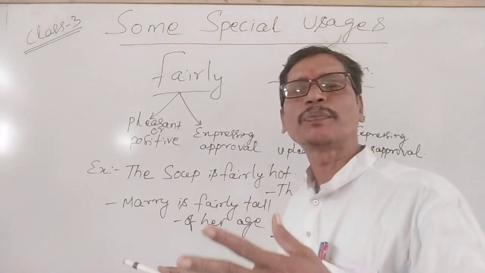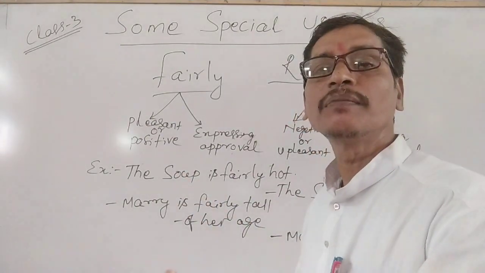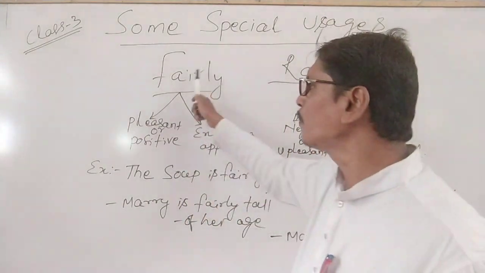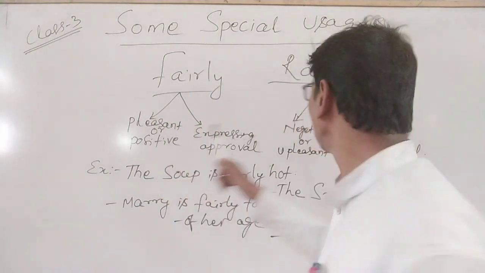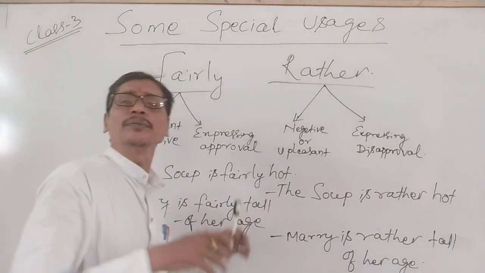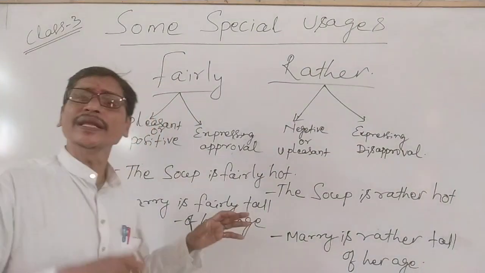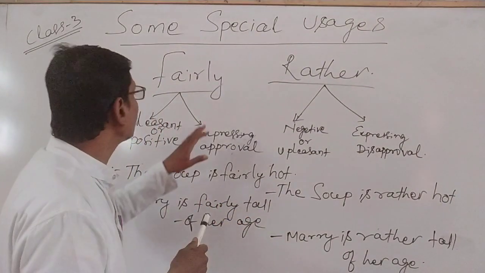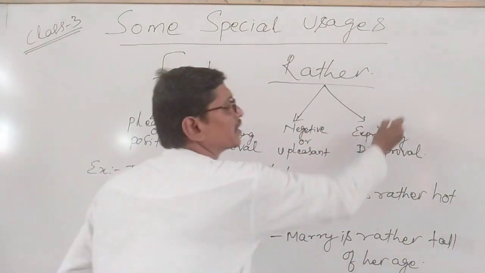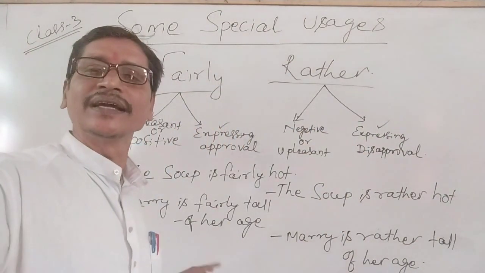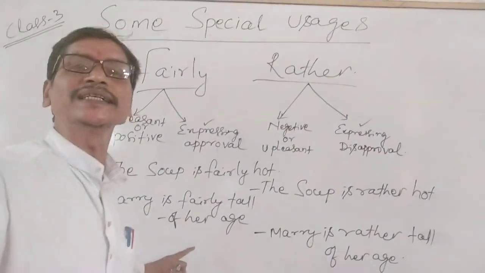In our previous example, we understood how "fairly" is used for pleasant and positive things. Similarly, "rather" is used for unpleasant and negative things. Now we will use "fairly" and "rather" in accordance with approval or disapproval, from the examples given over here. You just read, you just see. What is the example given over here?